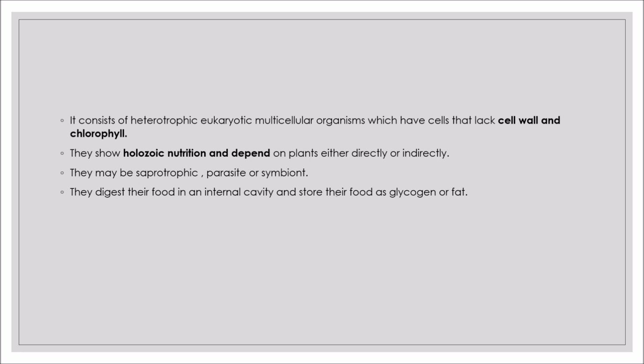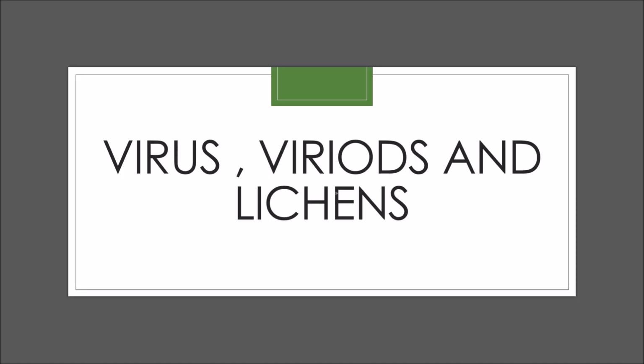I don't have to explain each and every term, as I have already explained all these terms. They digest their food inside an internal cavity, and the food they eat is stored as glycogen or fat. So we have completed all the kingdoms of the five kingdom classification. Next we are moving on to viruses, virions and lichens.